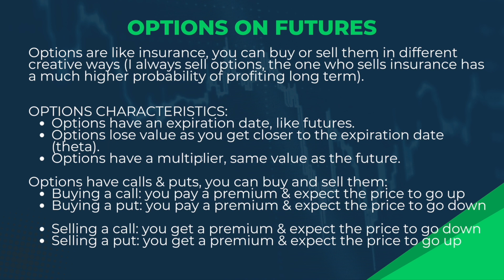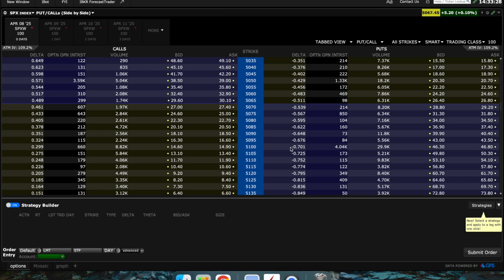Now, options have a multiplier. We just talked about it. It's the same number as the futures, and I'll show you everything in a second. And this is pretty much the gist of options characteristics for now. So we have an expiration date. Let's see what it looks like.